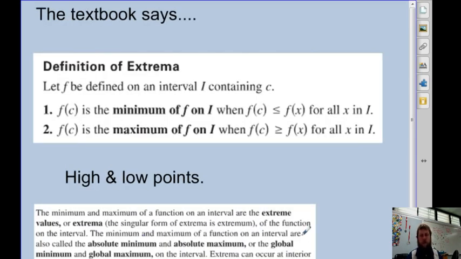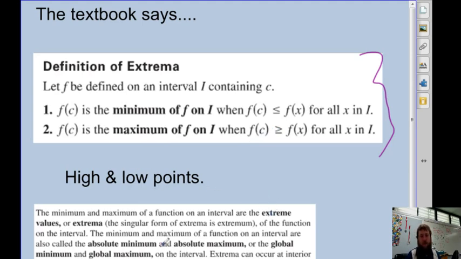So the first thing I want to do is figure out what the definition of an extrema is. Your textbook has this definition right here. But basically, it's the high and low points on the function, the minimums and maximums for certain intervals. It's the highs and lows.